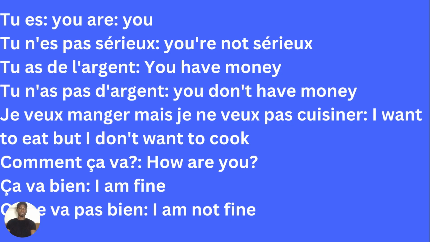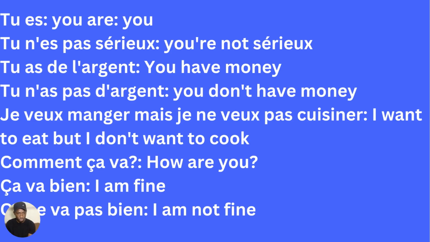Okay? Now, when someone asks you, comment ça va? What the person is saying is, how are you? But what is the verb in this sentence? The verb there is va. So you can say, for example, ça va bien, which means everything is fine. But to say that you are not fine, you put the ne and the pas around the va, and it becomes what? Ça ne va pas bien.